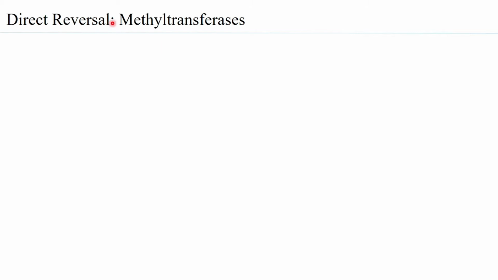Now we go to the methyltransferases. In mammalian systems, the methyltransferase that is most prevalent is the O6-methylguanine DNA methyltransferase, and therefore the MGMT that is found even in humans is mainly the O6-methylguanine methyltransferase.